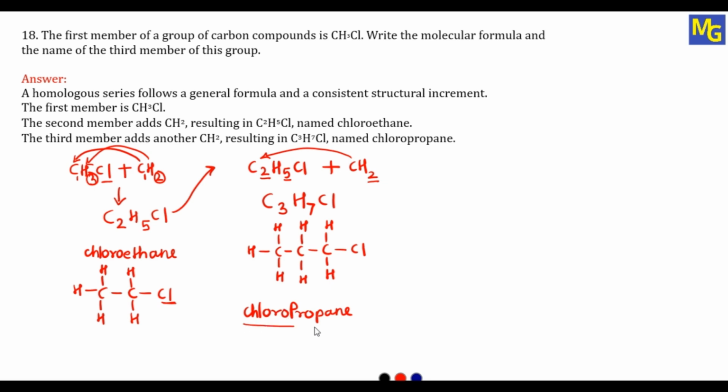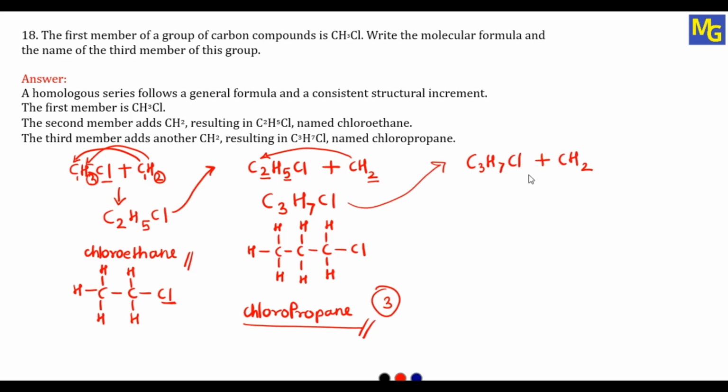So I hope you understood this. Like this naming will be done. It is chloroethane. It is chloropropane. So this is the third member. In the question they have asked for the third member. So this is the answer, chloropropane. If they ask for the fourth member, what do we have to do? Again we have to add CH2 to this compound. So take this compound here, C3, H7, Cl, and again add CH2. So what will happen?